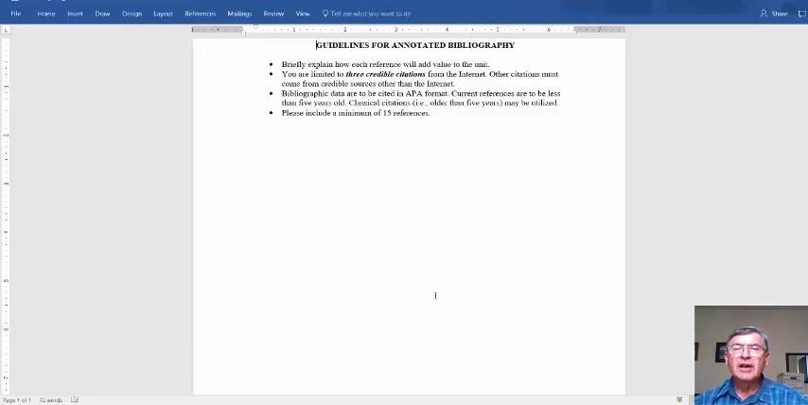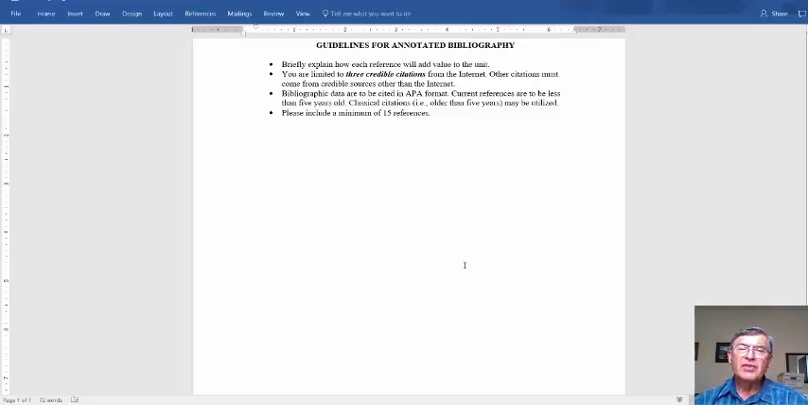First, briefly explain how each reference will add value to the unit. You are limited to 3 credible citations from the internet. Other citations must come from credible sources other than the internet. Bibliographic data are to be cited in APA format. Current references are to be less than 5 years old. Classical citations or references older than 5 years old may be utilized.